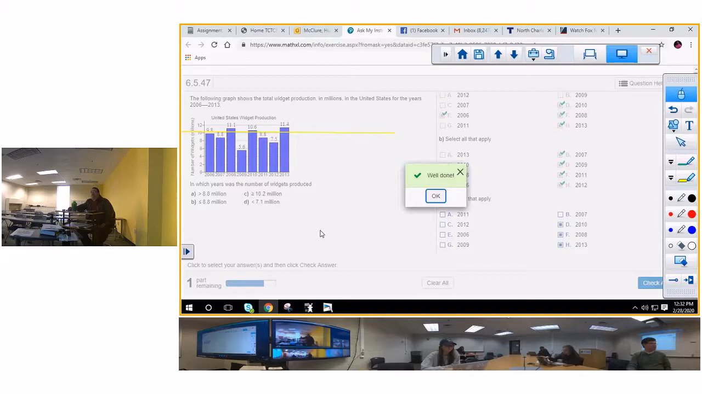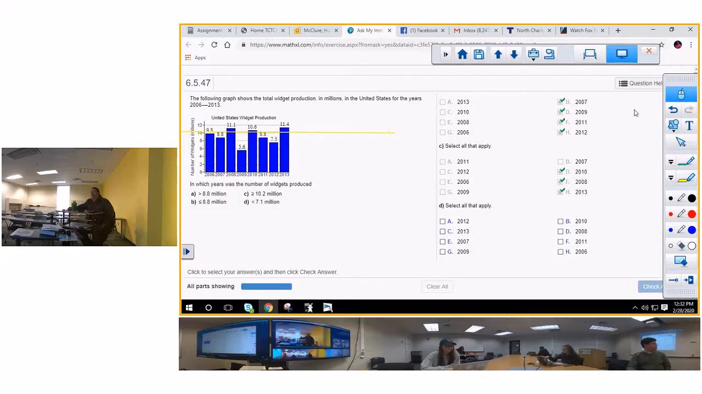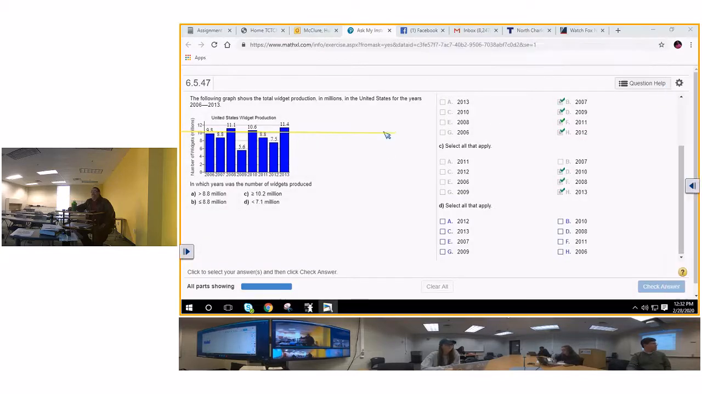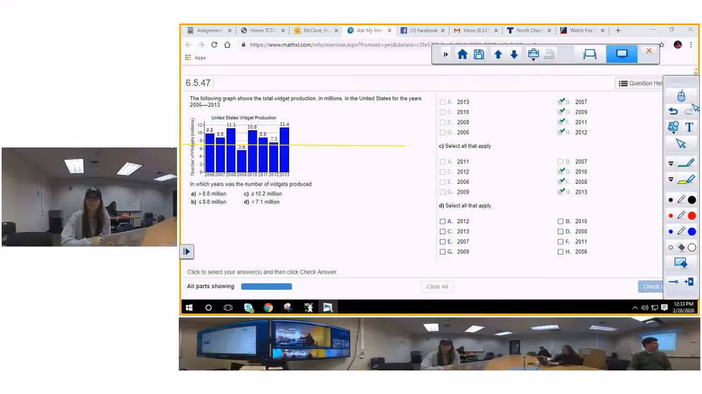And the last one, let's move our handy-dandy straight edge to 7.1. I'm just going to put it right at 7. Which is the only one that's below 7.1? 2009. And that is a standardized test question.